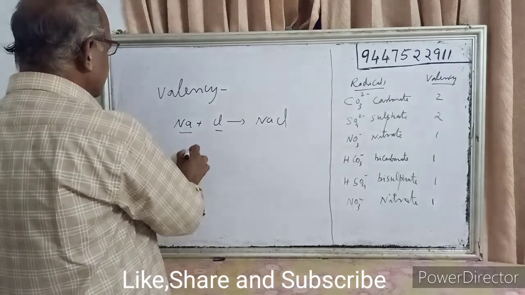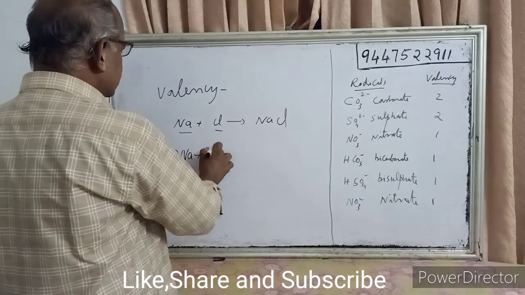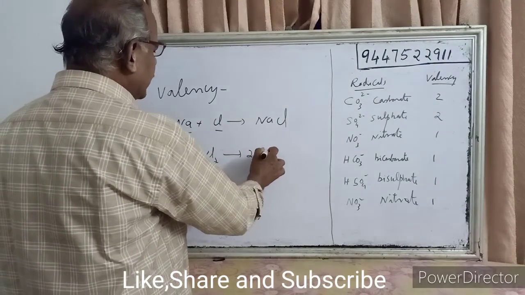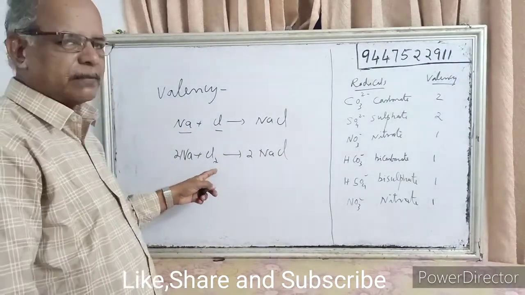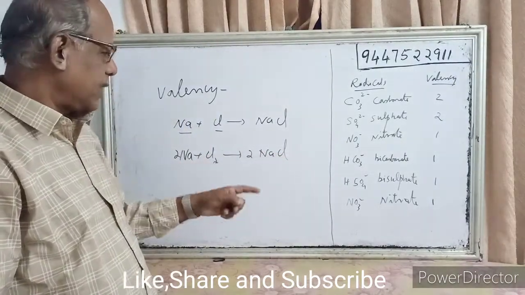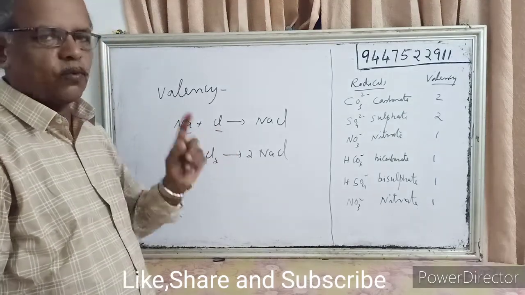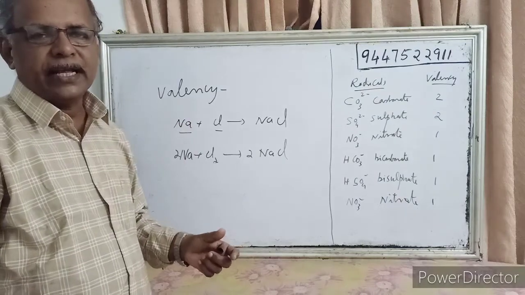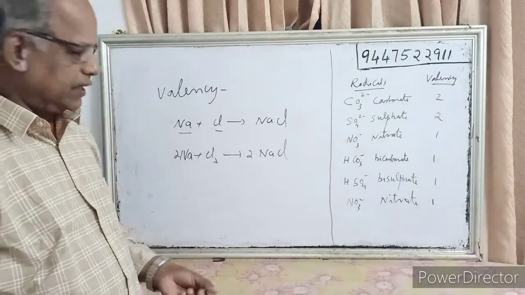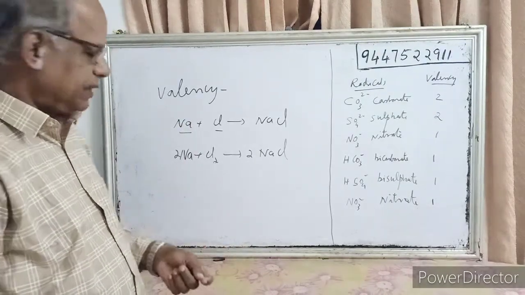So when you balance it, 2Na plus Cl2 gives 2NaCl. That is, 2 atoms of sodium combine with 2 atoms of chlorine to give 2NaCl. So the valency of sodium is 1. So valency is the combining capacity of an element. And how can you determine the valency?